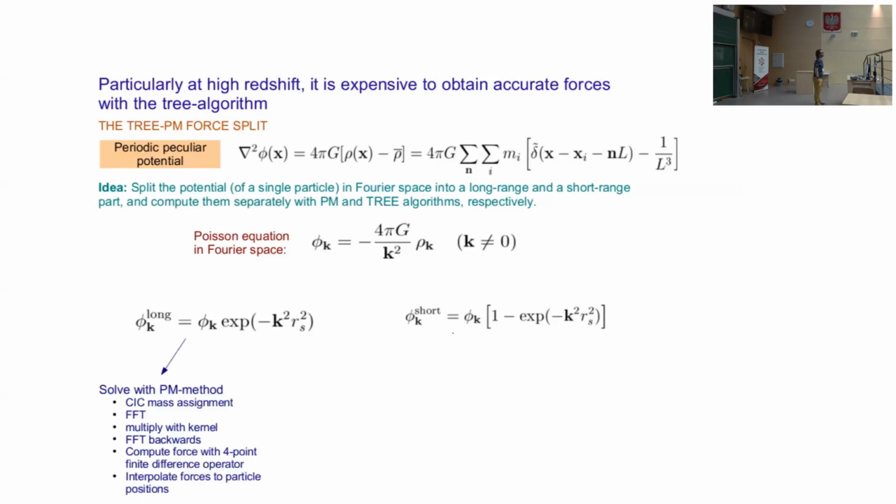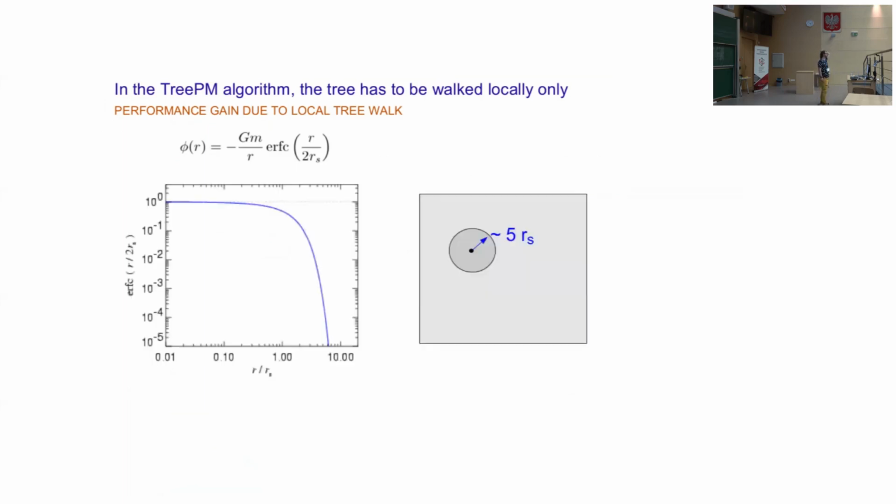So the long range forces are computed using standard particle mesh with some density assignment. We discussed it very quickly. This is basically a fast Fourier transform to real space, and then you solve the short range part in real space by walking the tree using a fast multipole expansion method. And this was a huge boost to efficiency, as I said, because the tree is now walked only locally. Locally means just a few neighboring grid cells, and the large-scale forces you get from the whole grid.